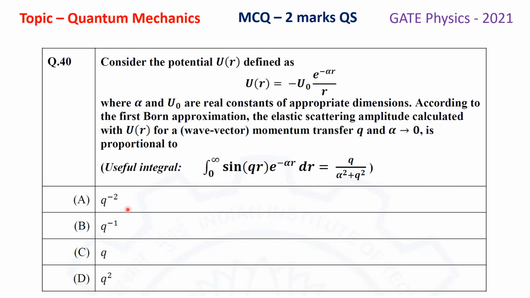option A is given q to the power minus 2, option B q to the power minus 1, option C q, and the last option, option D, q square. So there are 4 options given. We have to choose the correct one.